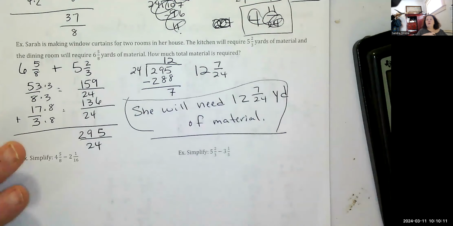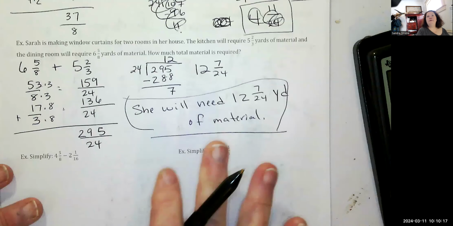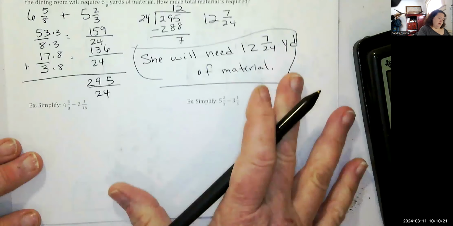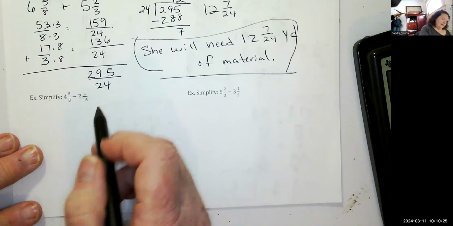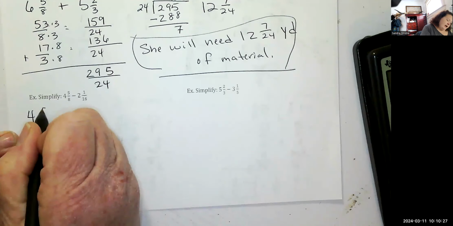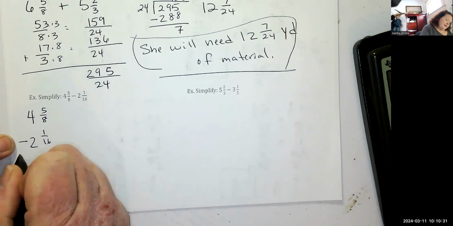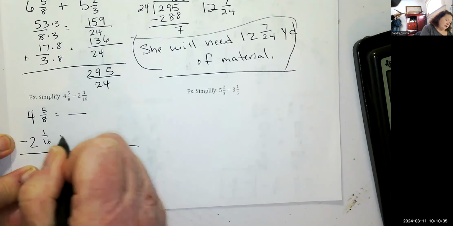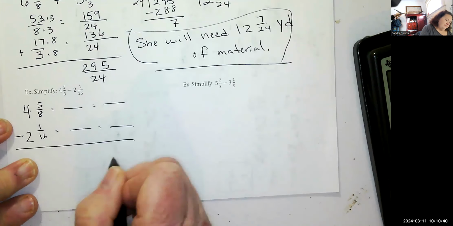All right. Once we get into the next class after this, we'll discuss that fractional part even further. But for now, we're getting where we need to go. So simplify 4 5/8 minus 2 1/16. I'm going to change those to fractions, and then I'm going to have to get a common denominator.